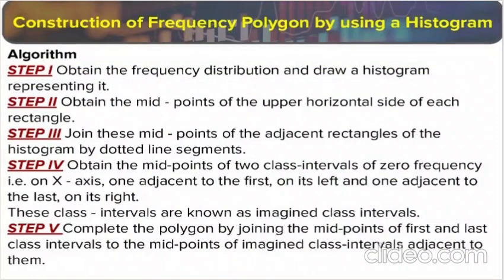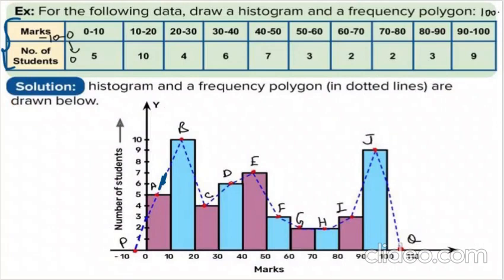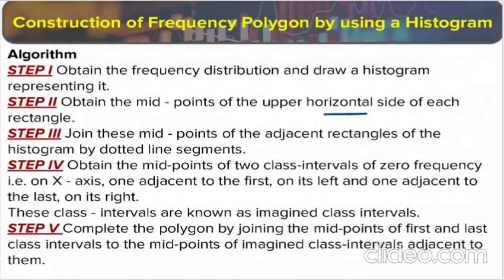Next, obtain the midpoints of upper horizontal side of each rectangle. अपर हॉरिजॉन्टल साइड, हर एक रेक्टेंगल का जो मिड पॉइंट है, that you have to find. ठीक है, उनकी हाइट ढूंढो. Let me explain you with a new slide. ओके.